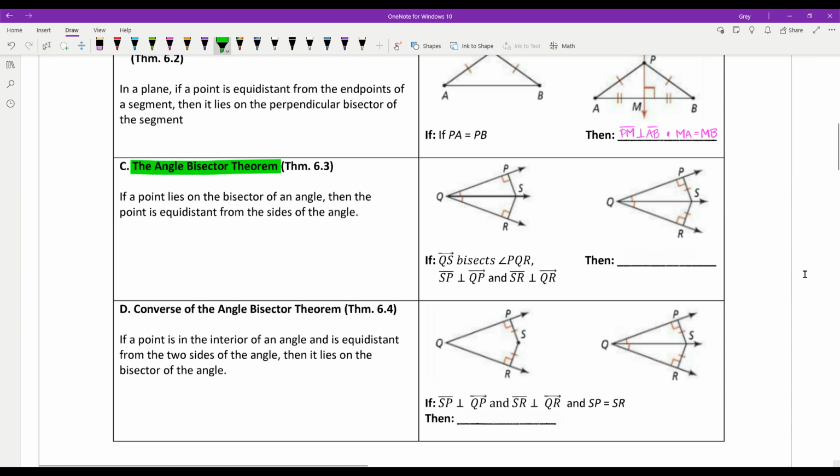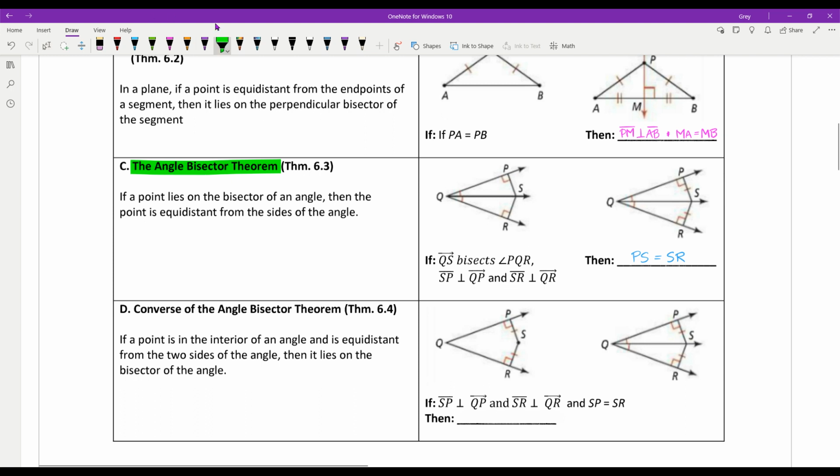And so in the next picture, we can see that PS is equal to SR. That's how you write that they're equidistant. But equidistant means they have to be perpendicular. You can't just measure any distance from S. S has to be perpendicular. However you're measuring S to the side of the angle, you have to have that perpendicular symbol.